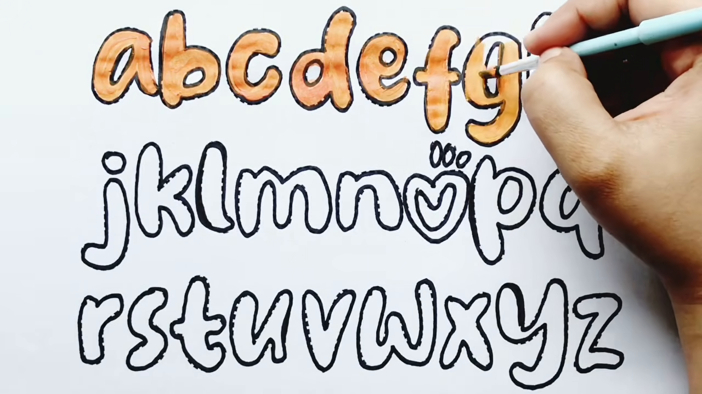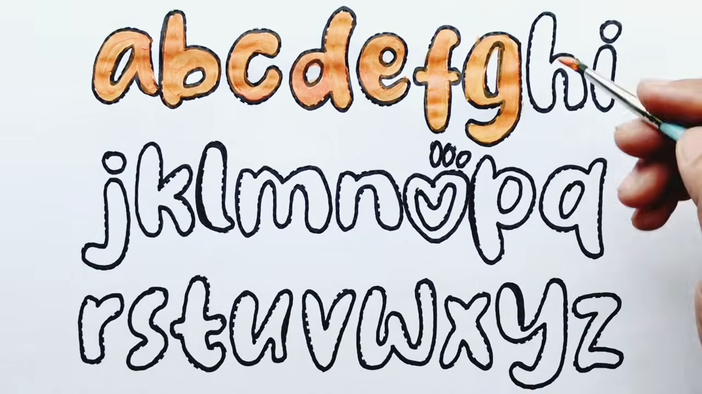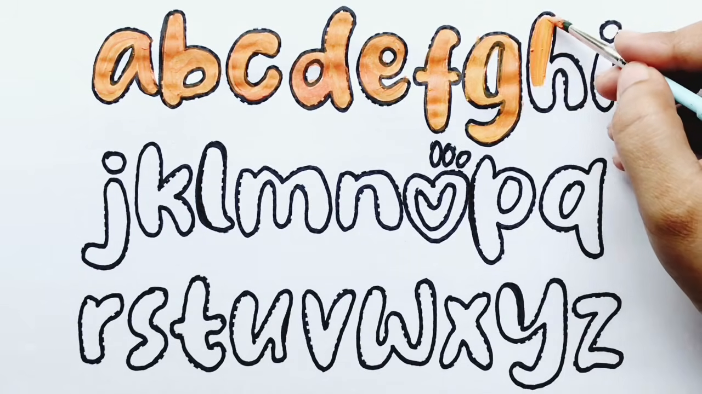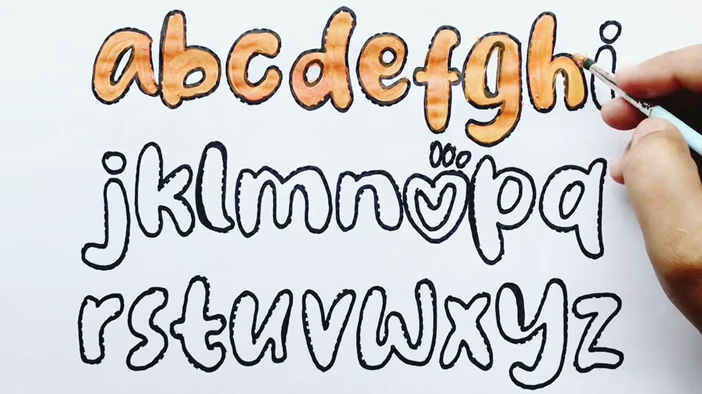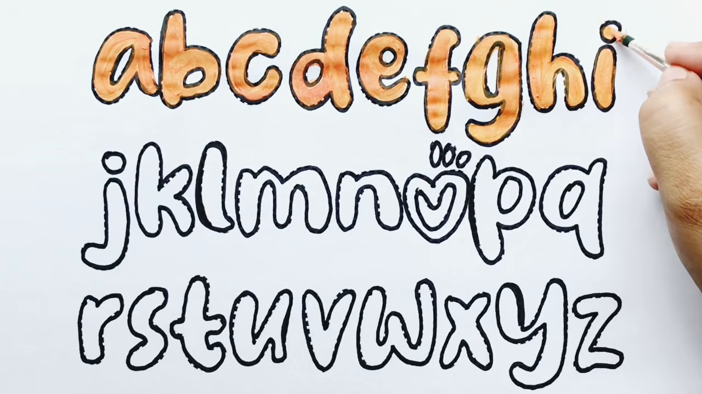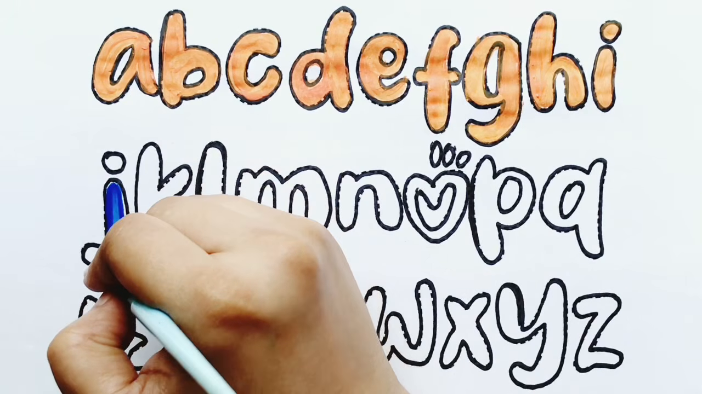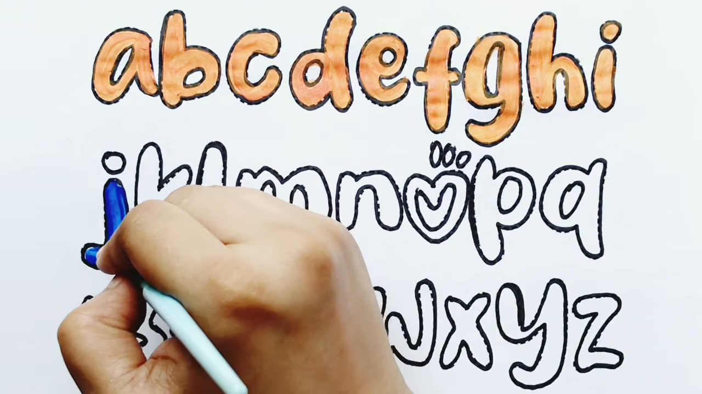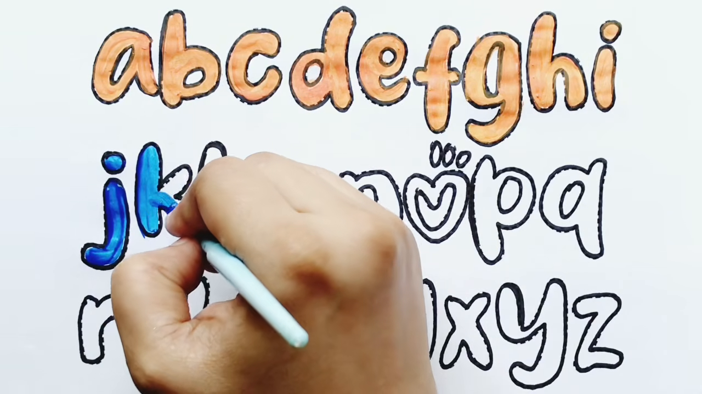Alligator, ant, H for hat. Art, apple, angel, I for ice cream. Animal, answer, April, autumn. Blue color. J for jelly. Alligator, ant, K for kite.